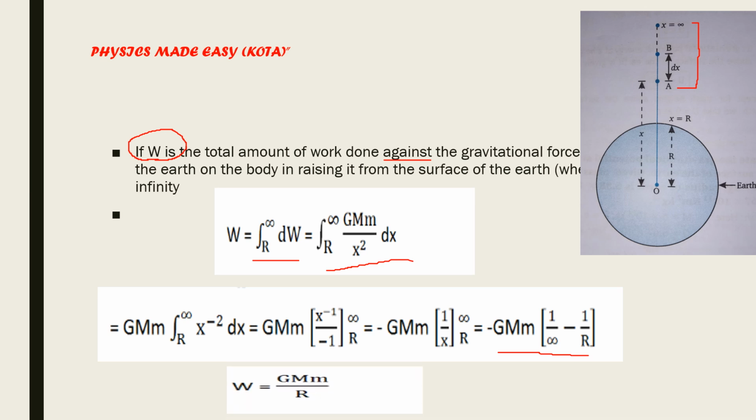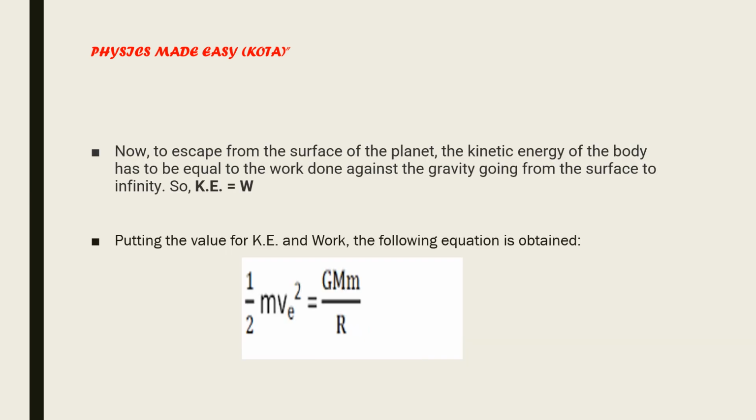So the final answer is: work done is equal to GMm divided by capital R. Now for a body to escape from the surface of the earth, the kinetic energy of the body must be equal to the work done against gravity. When the work done is equal to the kinetic energy of the body, then the body is able to escape from the surface of the earth.